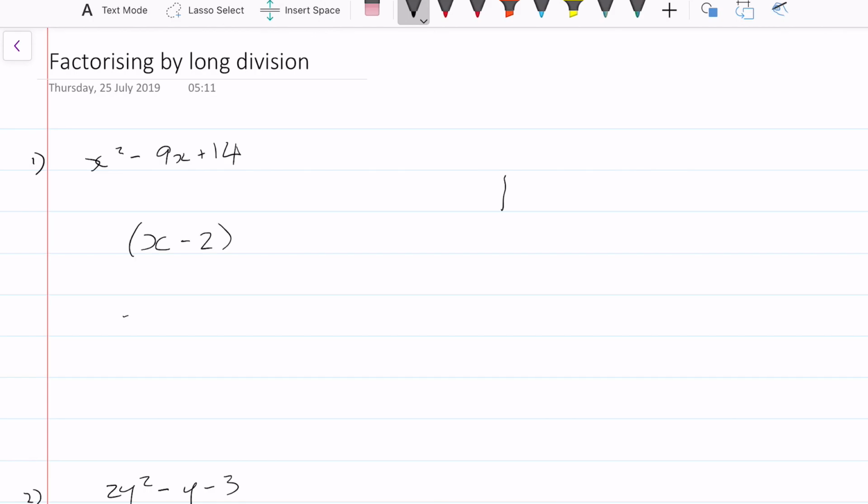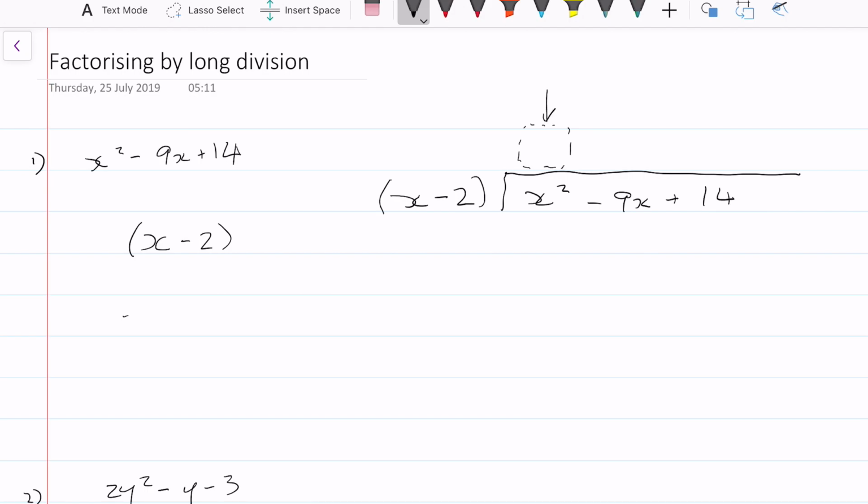We set up long division like we normally do. We have x minus 2, and we're dividing x squared minus 9x plus 14 by x minus 2. In the first block, we want to get a value so that whatever is multiplied by this whole expression gives us the x squared. We can see that is x. So x times x is x squared. x times minus 2 is minus 2x.